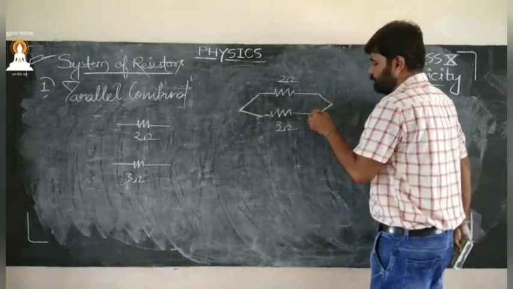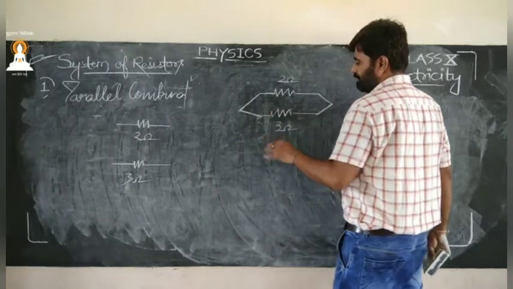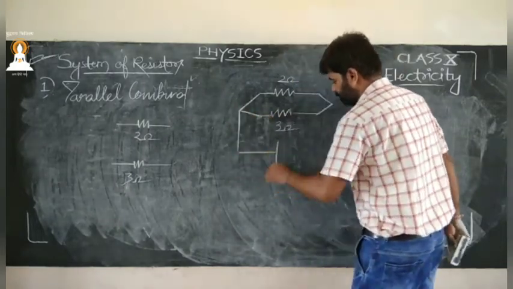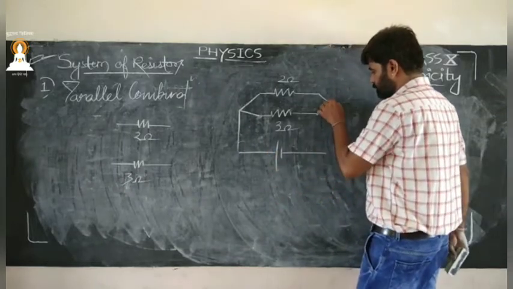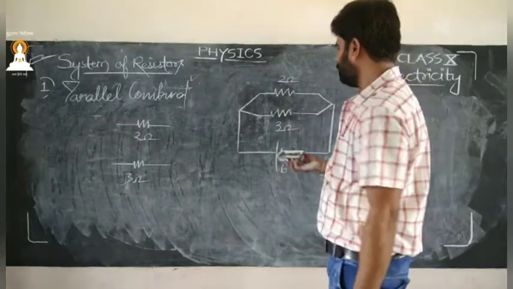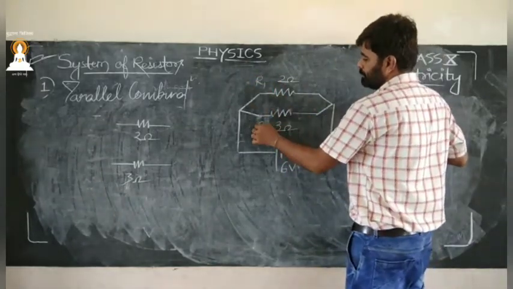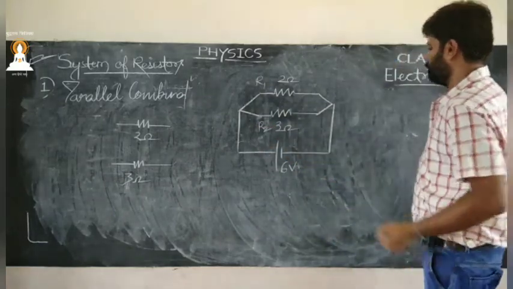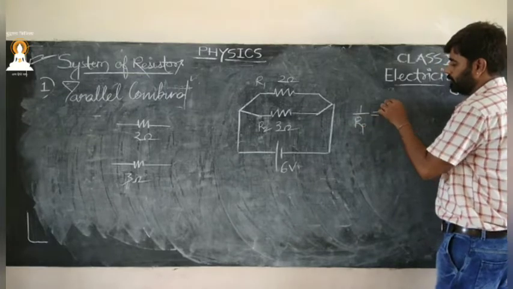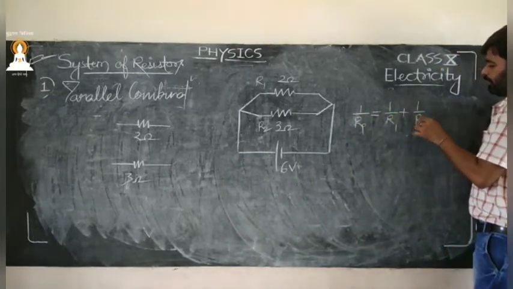Okay, yes, so don't get confused in connections. Wires are there, you may fold them in any manner. Now see, suppose the voltage is 6 volts, say. How can we solve that? Say this is R1, say this is R2. Total equivalent means what? So 1 upon RP equals 1 upon R1 plus 1 upon R2.